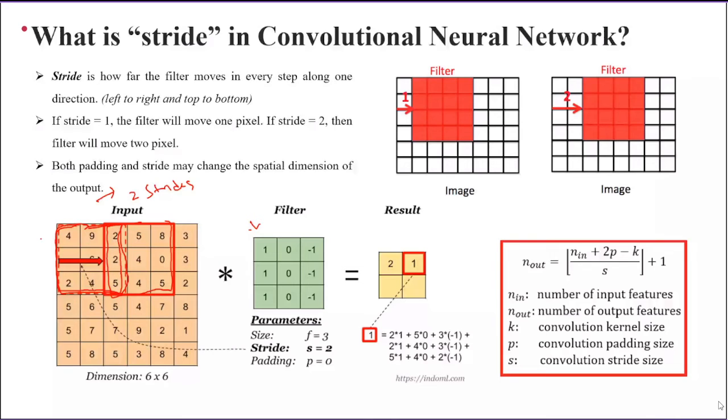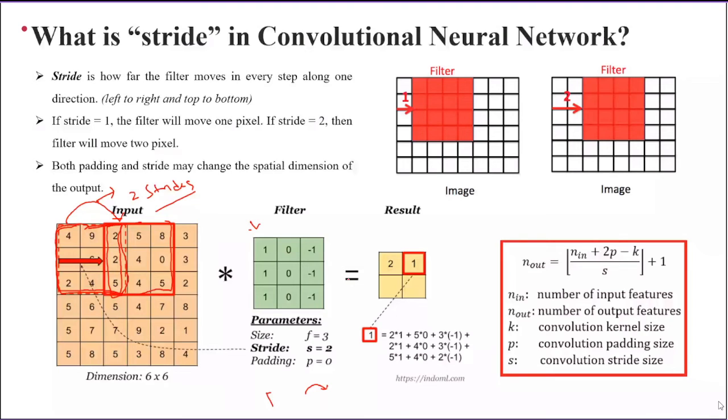Stride is how far the filter moves in each step along one direction. In the previous example, while discussing the convolution operation, we took the stride value as 1 because we were moving only 1 pixel at a time. Whereas in this example, we are moving 2 pixels at a time. If you are using a stride value of 2, then the width and height of the activation map will reduce.